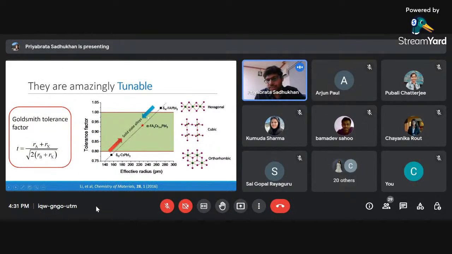So outside this region, the material will not be a perovskite material. So this is quite a good window to make different perovskites. That's why currently we have hundreds of perovskite materials with different properties.